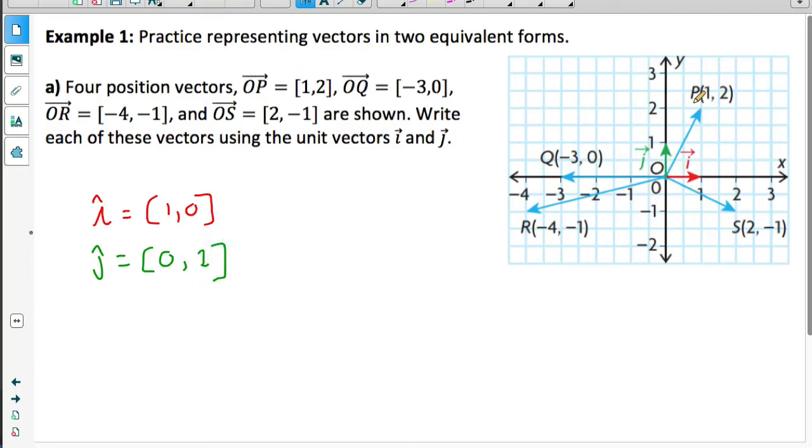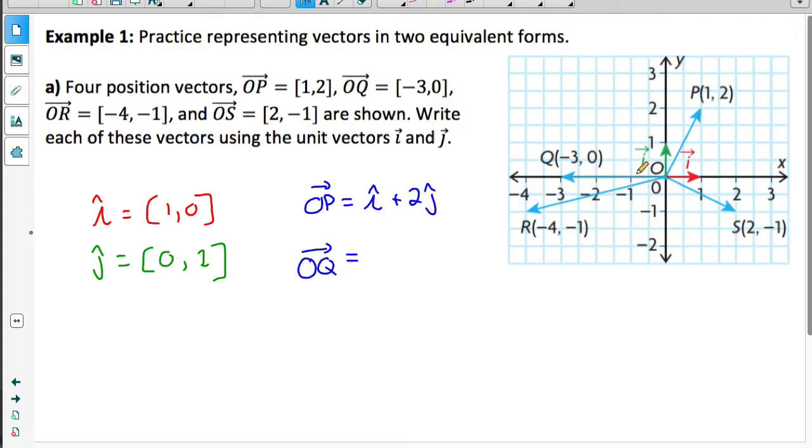So I want to break up vector OP into its horizontal and vertical components. Well, notice the horizontal component of vector OP is equal to unit vector i, and the vertical component is equal to 2 unit vector j's. Right? There's unit vector j, there's another unit vector j. So I could rewrite vector OP as unit vector i plus 2 unit vector j's. What I want you to notice is that the scalar multiples of the unit vectors i and j are equal to the x and y coordinates of the point that the tip of the vector is at.